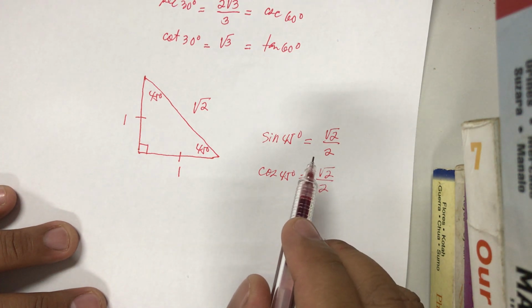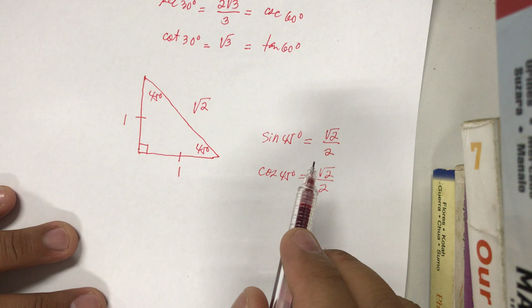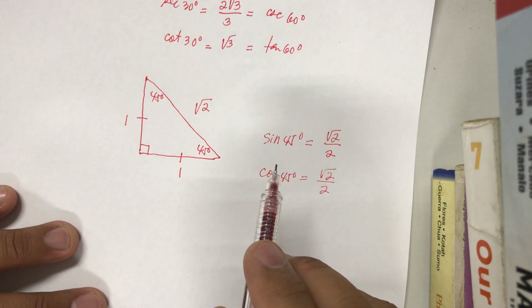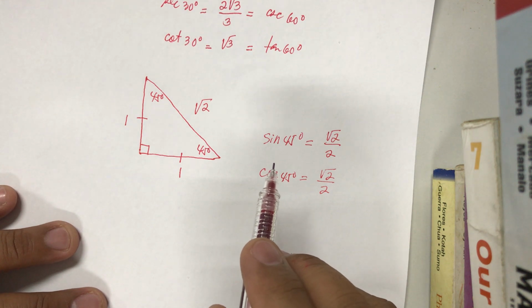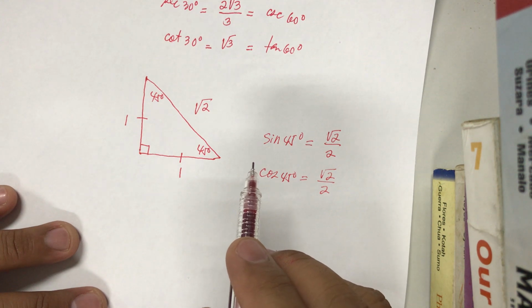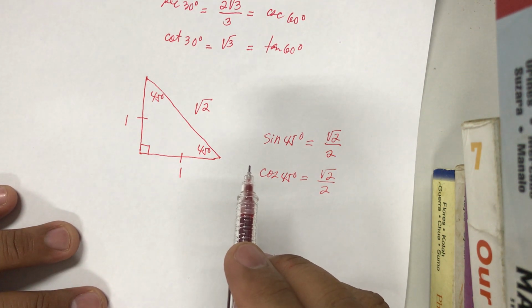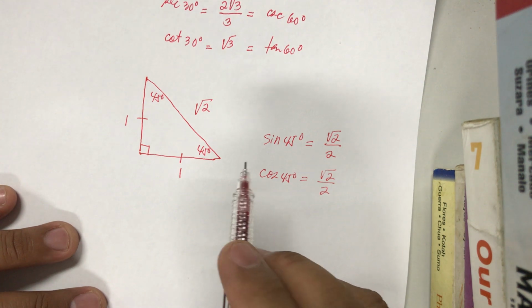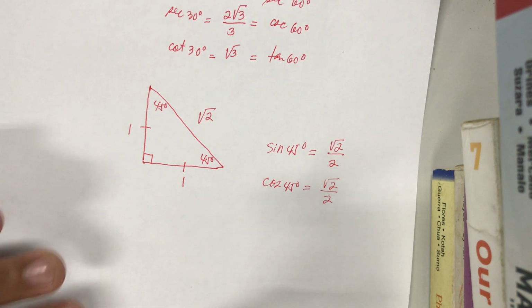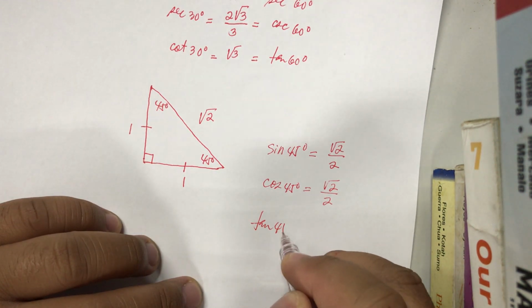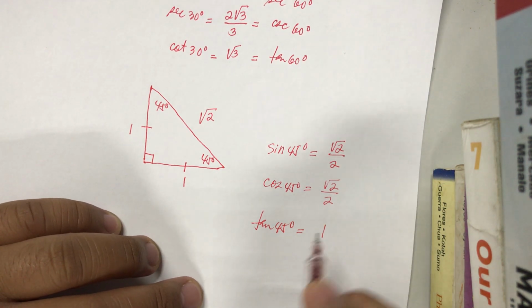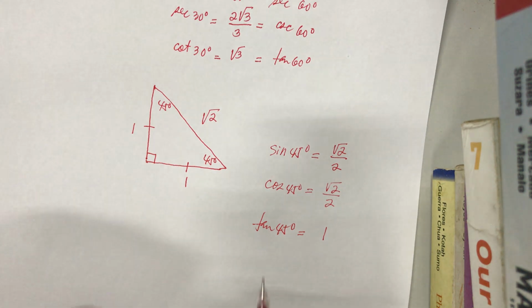As you can see, the values of sine 45 degrees and cosine 45 degrees are equal simply because sine and cosine are co-functions. Their angles when added will be equal to 90 degrees, and the angles assigned to them are equal. Next, tangent 45 degrees: side opposite over side adjacent. That's 1 over 1, which is 1.